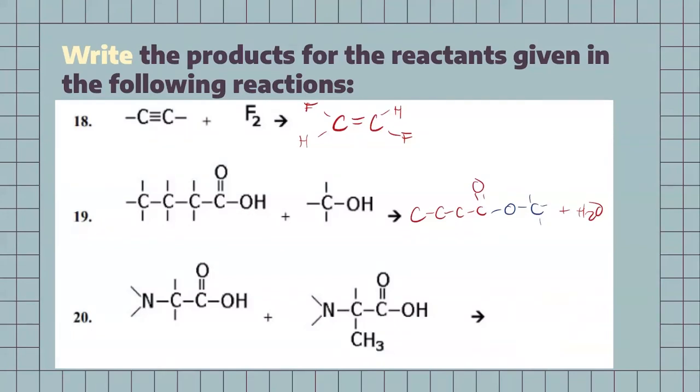For our next one, we have two amino acids. Here we have glycine, and on this side we have alanine. So just like how we did in class, we know that our nitrogen will form a bond with our carbon there. We're going to kick off that OH, and we're basically going to be joining these two amino acids together. So we'd be making glycylalanine and water as well.